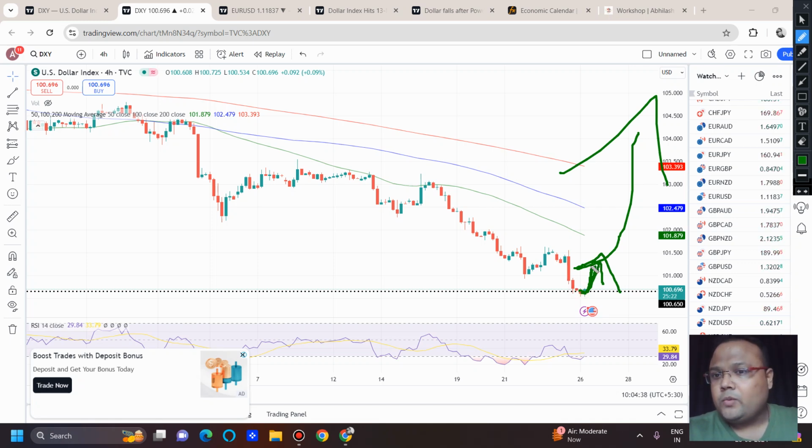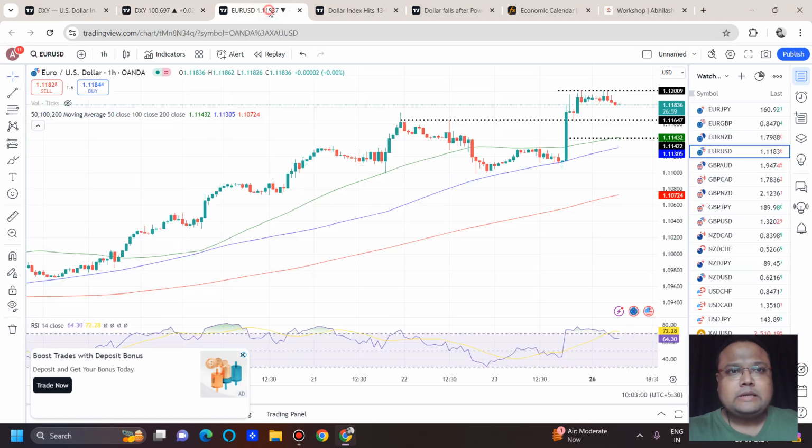After the temporary recovery, when DXY comes down again, there's a high chance that it will break this particular low and move towards the next support of 99.50, 99.60. My dear friends, we have already discussed all this in our previous video that I uploaded on Saturday. If you're looking for detailed analysis, please watch the video of Saturday, because I do not want to repeat the same stuff and bore you again.